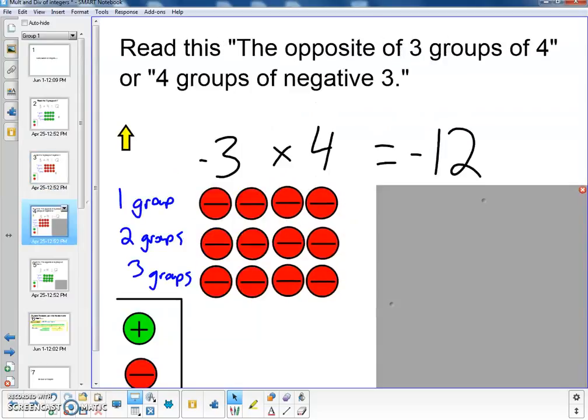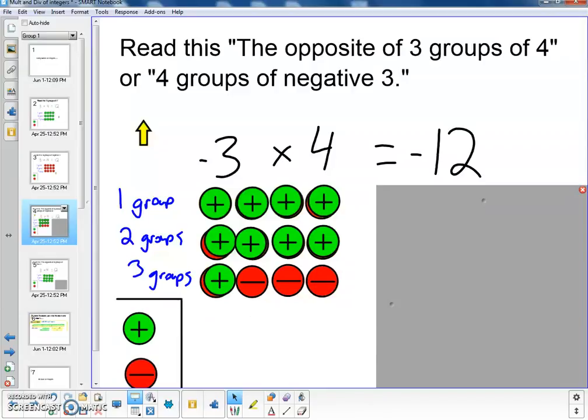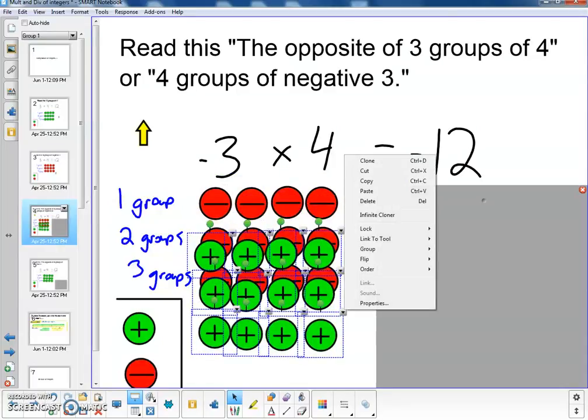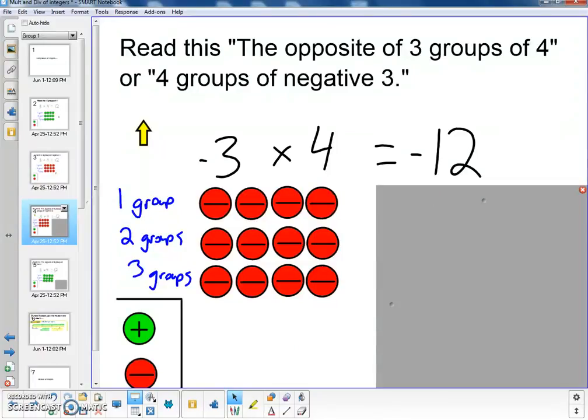Okay, let's try a different example here. This one might get a little bit goofy. This one says the opposite of three groups of 4. I could also read it four groups of negative 3. Let's try it this way first. The opposite of three groups of 4. Well, let's take three groups of 4. Three groups of 4 would look like this. One group of 4, two groups of 4 is right there, three groups of 4 is right there. Well, three groups of 4 is a positive 12. So the opposite of that positive 12 would have to be this negative 12, which is right there. So the opposite of three groups of 4 is negative 12.